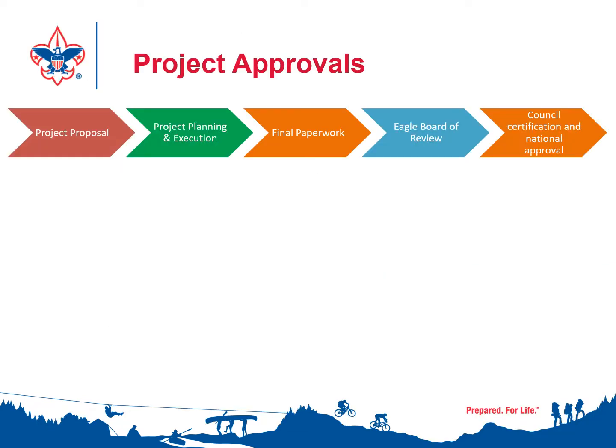Okay, we're going to start with the district project review. That happens after the Scoutmaster has approved the proposal, the beneficiary has approved the proposal, and the unit committee has approved the proposal. They can approve it in any order, but you're always the last person to approve it. So after they have approved it, then it comes to you.